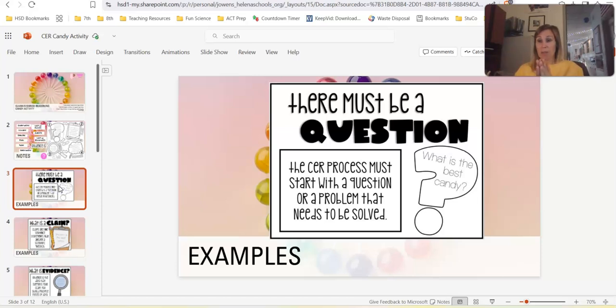Must be a question. That's going to be our question for today. Very similar. What is the best candy? In today's activity, we're going to be using specific candies. So you guys are going to be deciding out of 6 different candies, which is the best. Okay, the CER process must start with a question or a problem that needs to be solved. In this case, again, what is the best candy?